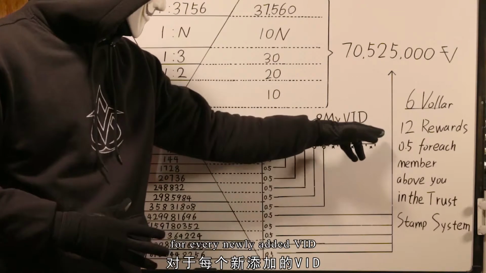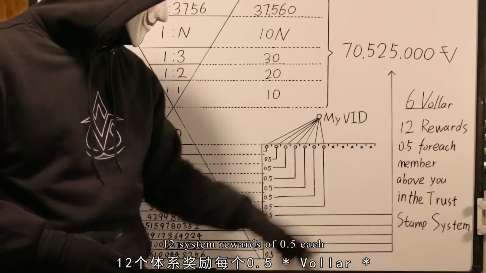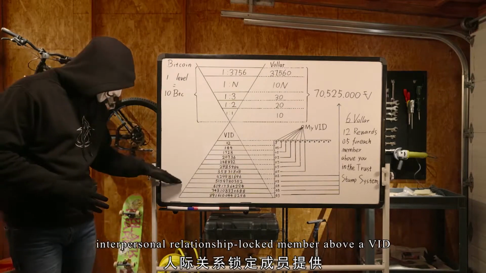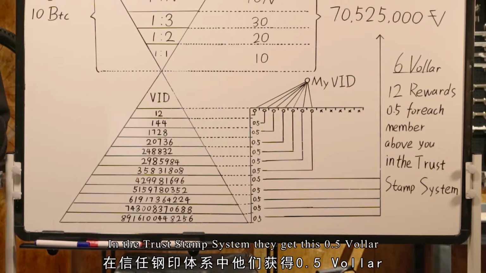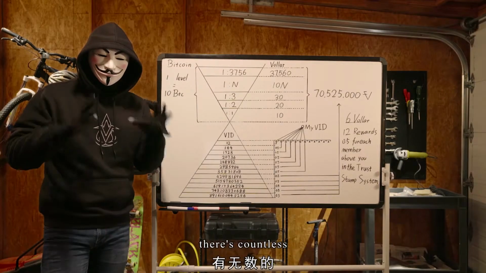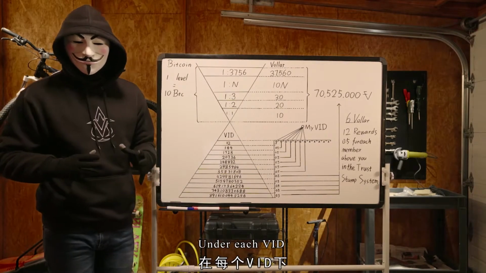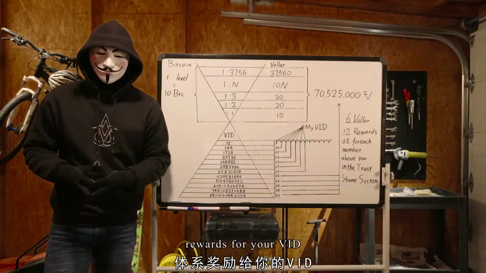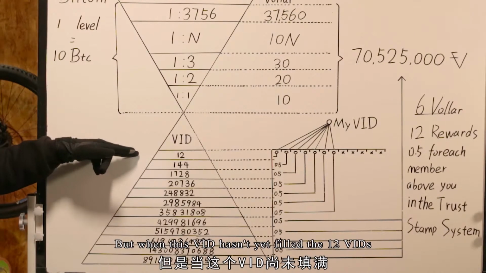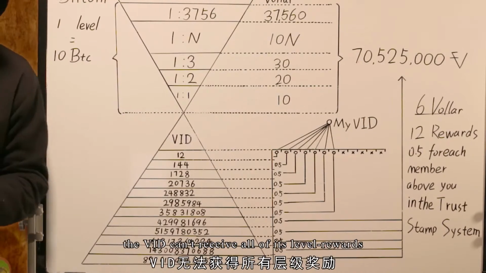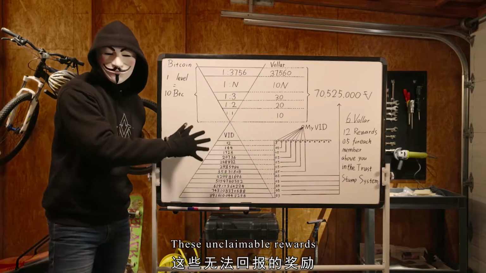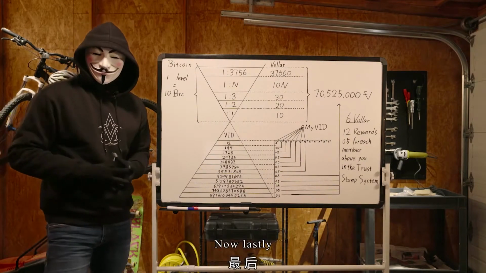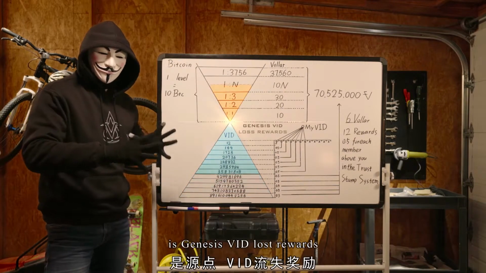Now, what are the unclaimable trust stamp system rewards? For every newly added VID, 12 system rewards of 0.5 each are produced for every interpersonal relationship block member above a VID in the trust stamp system. They get 0.15 Voller. Now, in the trust stamp system network, there's countless trust stamp systems. And under each VID, there's a 12-level trust stamp system like this. And every level can provide enormous system rewards for your VID. But when this VID hasn't yet filled the 12 VIDs in the first level, the VID can't receive all of its level rewards. These unclaimable rewards will go directly into the Resonance V pool, also increasing the Voller supply in the Resonance V pool.